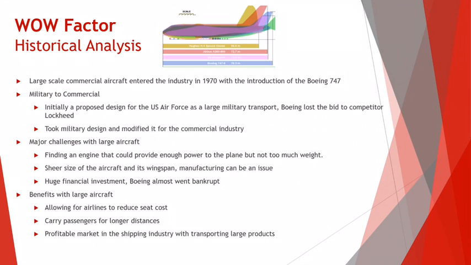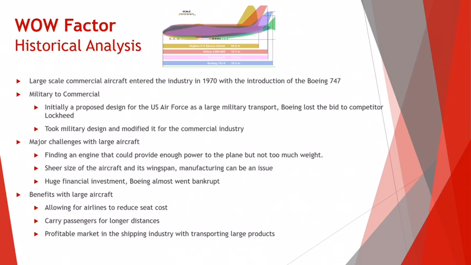The historical analysis for this project focused on the emergence of large-scale commercial aircraft when the Boeing 747 was introduced. Initially a proposed design for large military transport, Boeing used it as an alternative plan for the commercial industry when it lost the bid for the military. This plane was the first of its kind, and as a result had historic challenges and historic benefits to the airline industry. The major challenges were finding an engine that could provide enough power to the plane, the sheer size of the aircraft and its wingspan, and the huge financial investment it takes when making a plane this size. However, there were benefits that were found, and the Boeing 747 was a highly successful competitor.